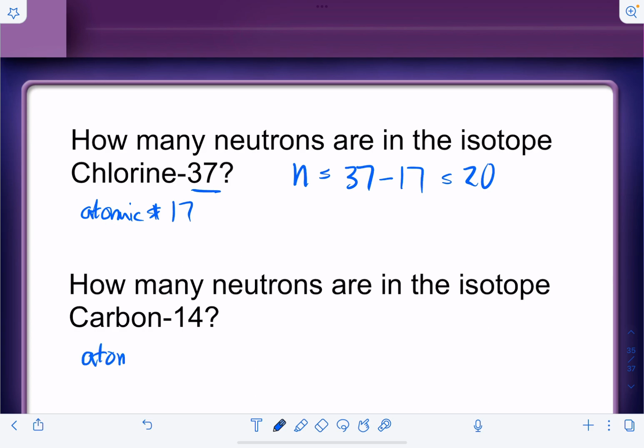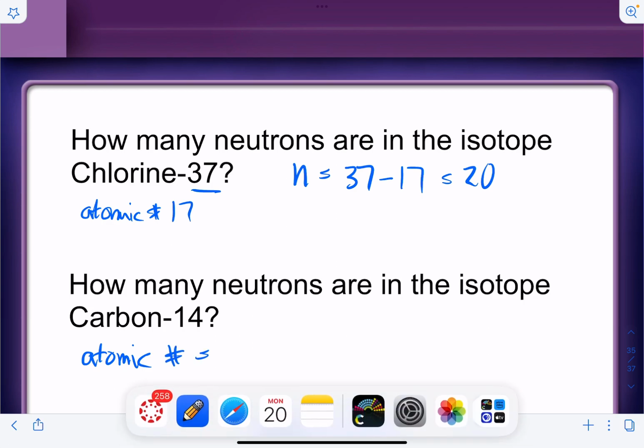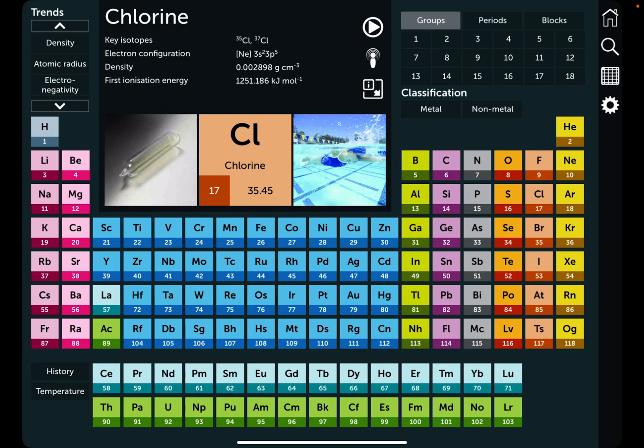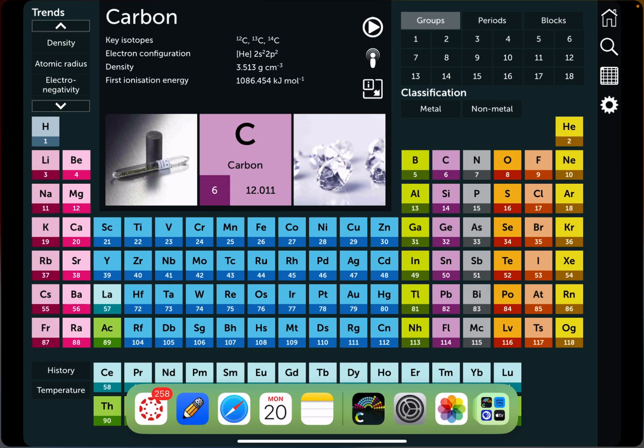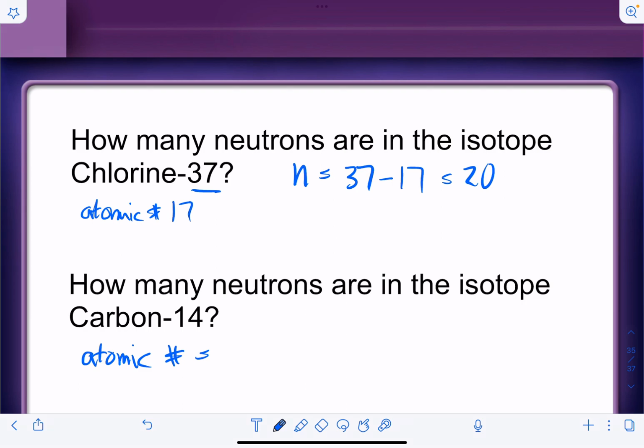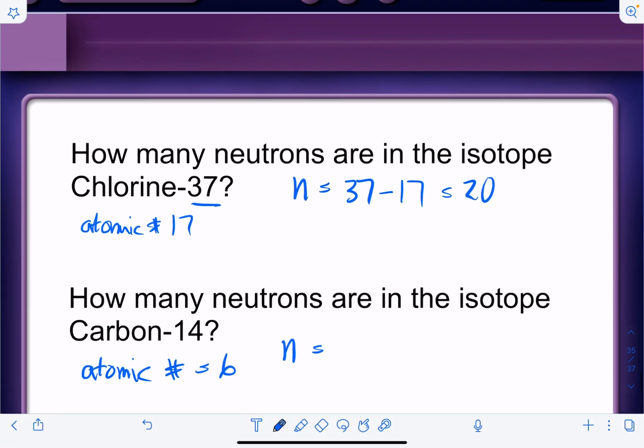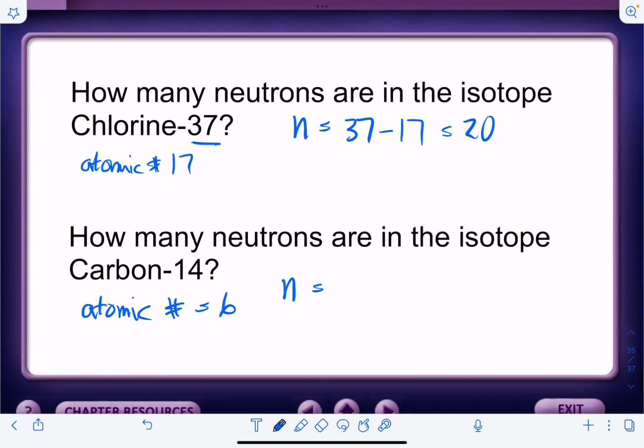Now for carbon, I have to look at its atomic number. And when I look at carbon, its atomic number is 6. So for number of neutrons, I want to do the bigger number, which is 14, minus 6, which gives me a total of 8.